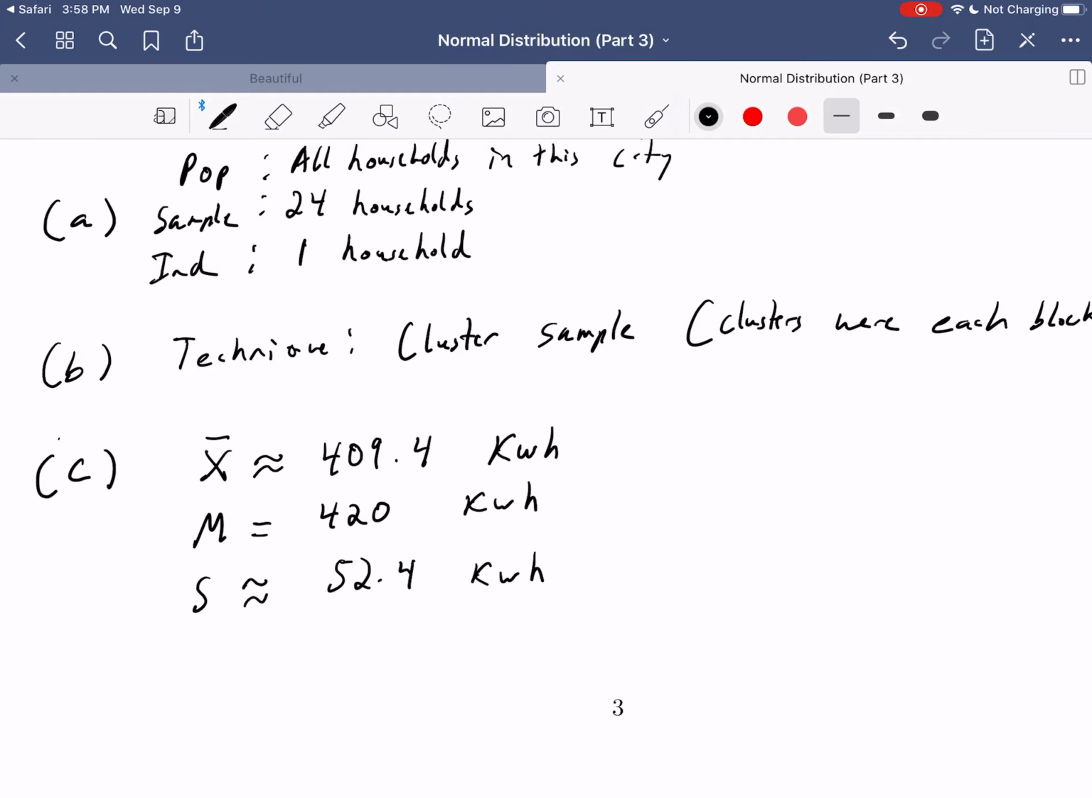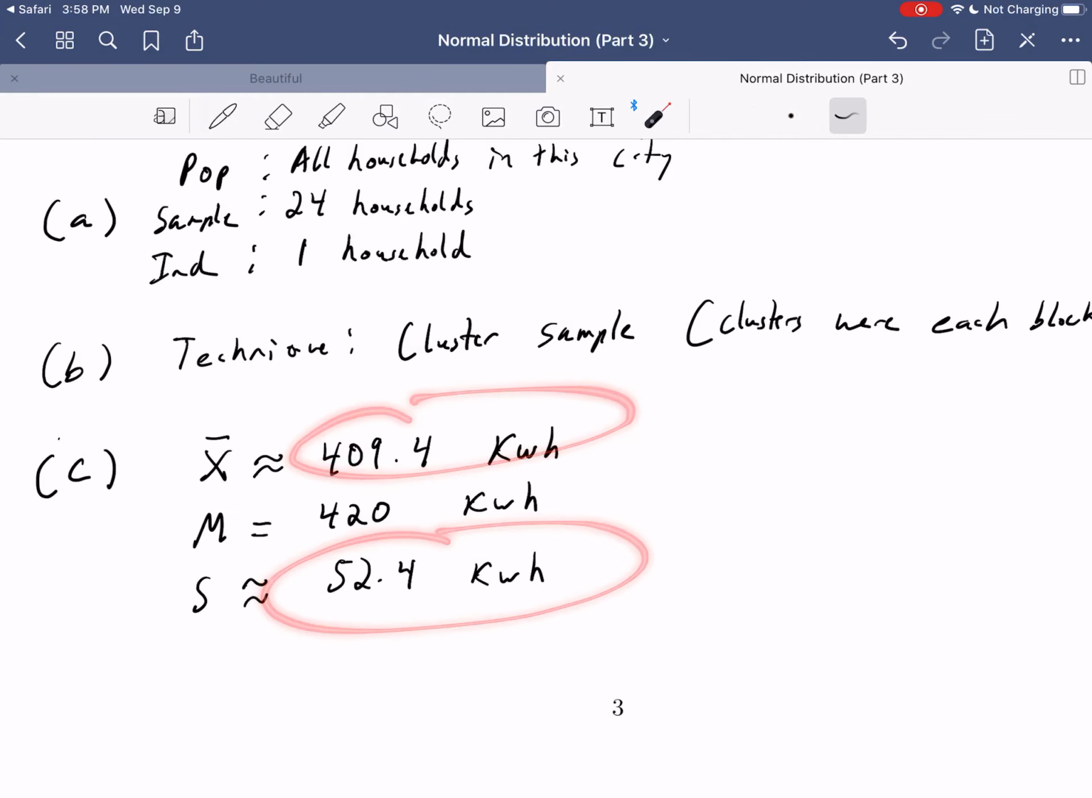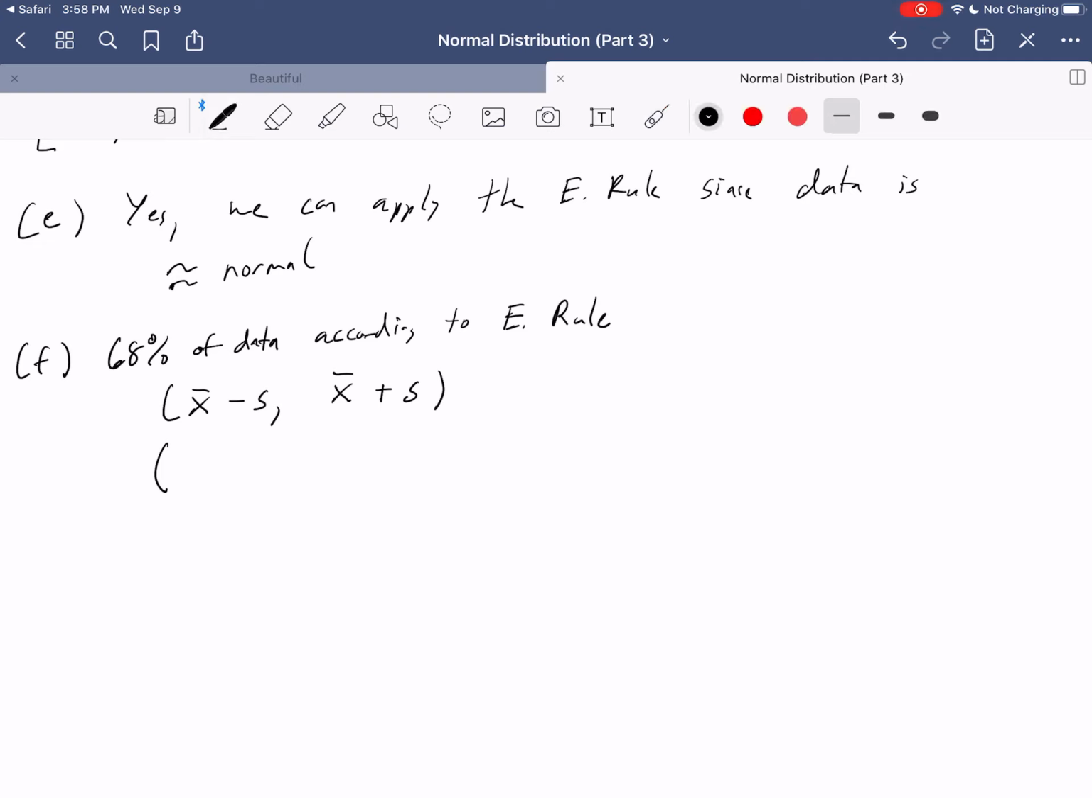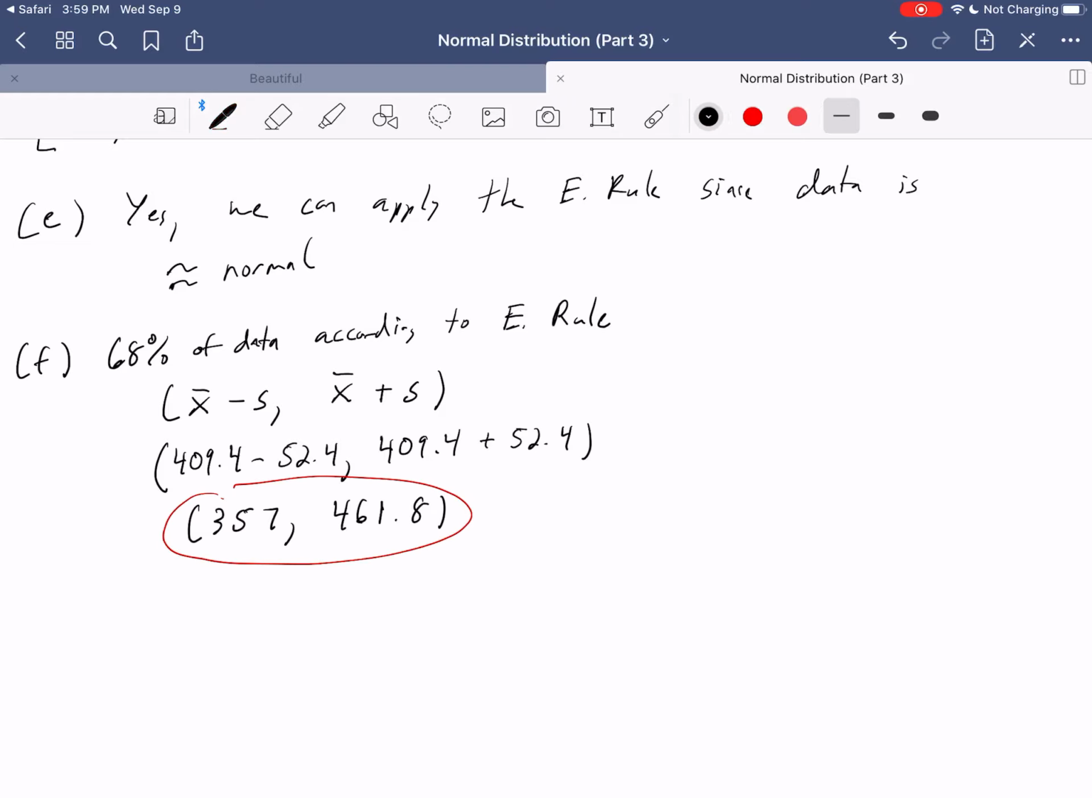X bar was 409.4 and s was 52.4. So we can plug that in, 409.4 minus 52.4, and then 409.4 plus 52.4. If we evaluate those, again, we can just use our calculator. 409.4 minus 52.4, low end is 357, and the high end, 409.4 plus 52.4, gives us 461.8. All right, let's use a little visualization there. We'll do that in red.